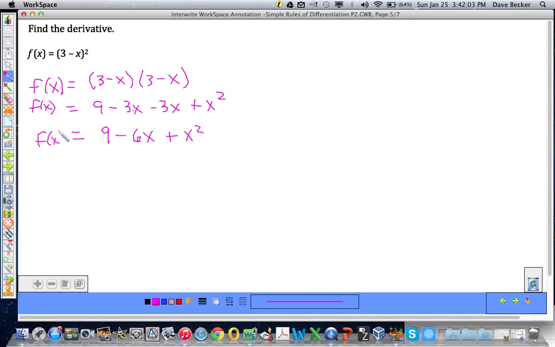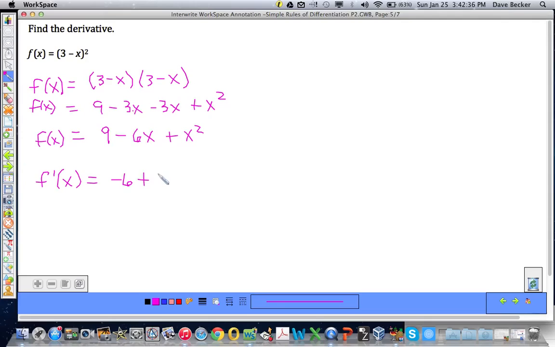So now I'm ready to take the derivative. The derivative of f of x, the derivative of any constant is 0. I'm not even going to write it. So the derivative of negative 6x is simply negative 6 because 1, that's the exponent, multiplied by the coefficient. So 1 times negative 6 is negative 6. And then 1 minus 1 is 0, and x to the 0 is 1. So this just becomes negative 6 times 1, or negative 6.